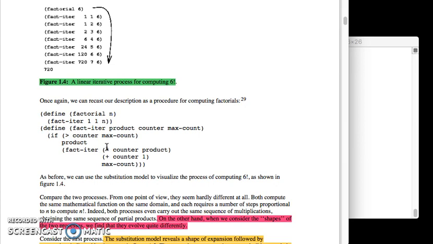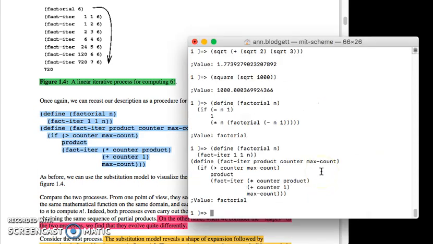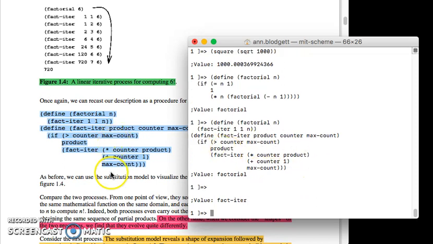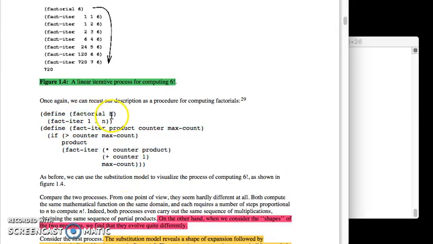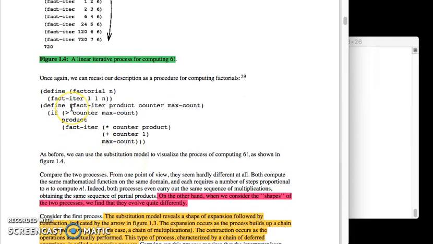Again, we can recast our description as a procedure for computing factorials. So, define the procedure factorial of n, which in the body calls fact-iter with 1, 1, and n as input. Then define fact-iter to be the procedure that takes the product, the counter, and max-count as input.